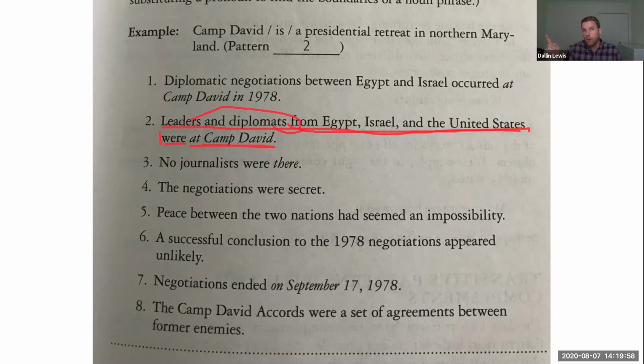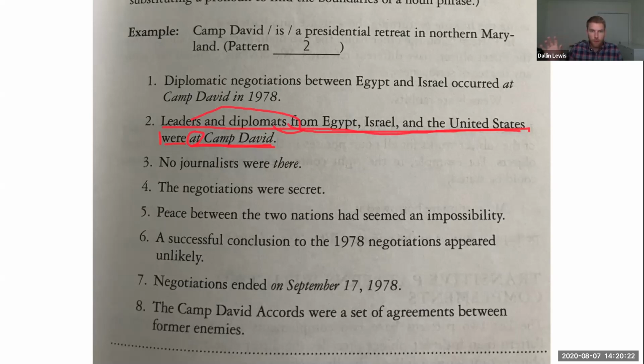It could be pattern 1, which is when you have an adverbial, or it could be pattern 2, when you have a subject complement. In this case, it is an adverbial. We know that because, one, it has a prepositional phrase, and prepositional phrases are adverbial, not subject complements, but it also tells us where they are. It's not defining the leaders and diplomats at all. It's just indicating their location.